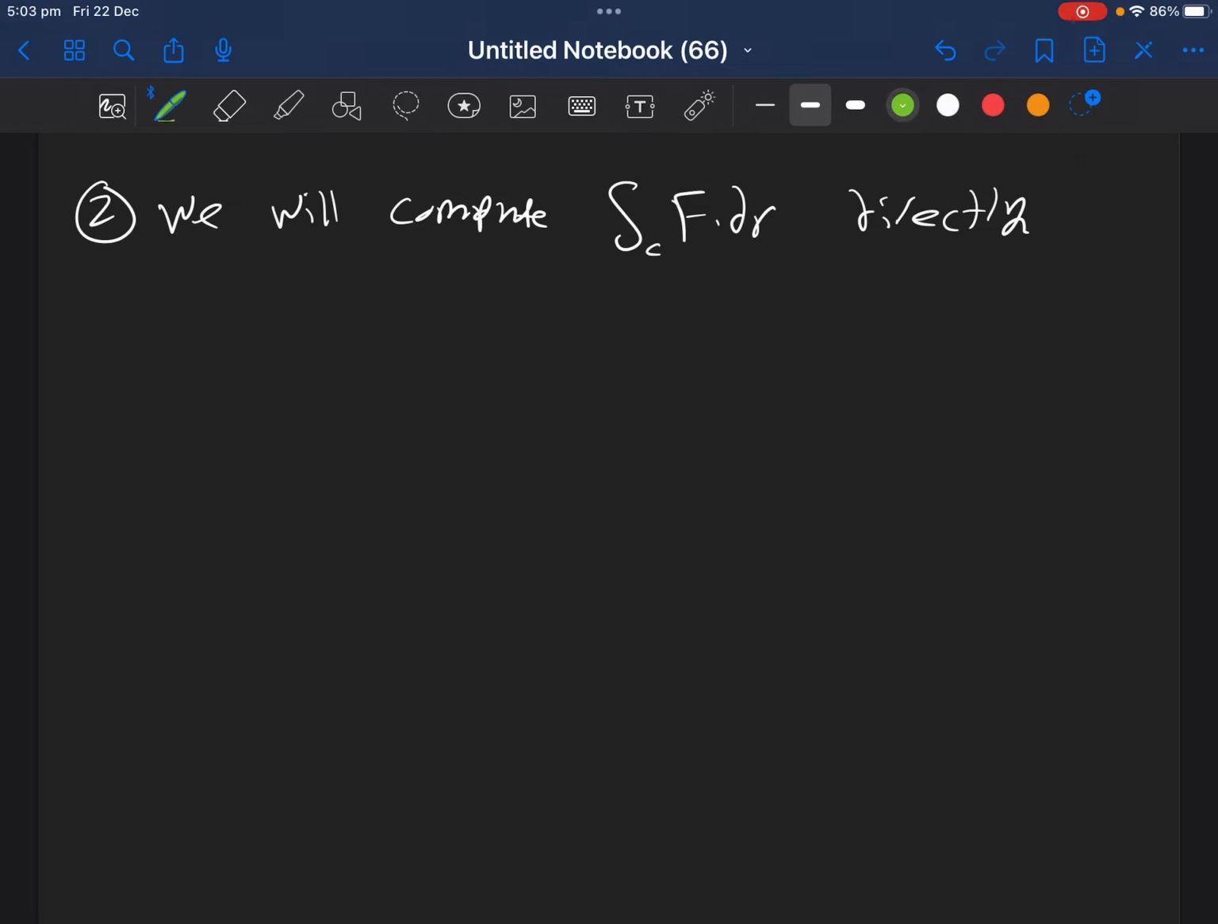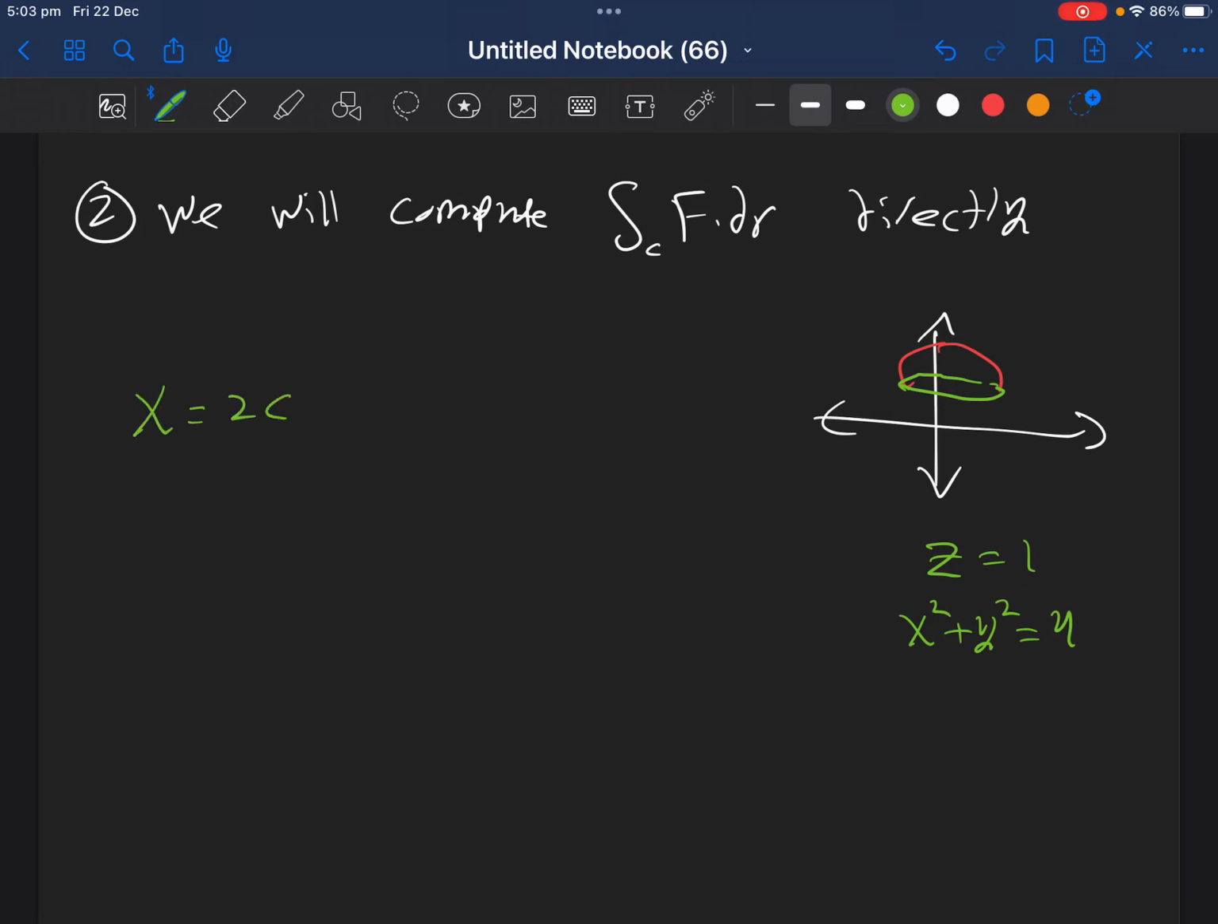And remember, what is the curve? If we just talked about it here. The curve is this one, this circle, which means z is 1 and x squared plus y squared equal to 4. So if we do the parameterization, we would use 2 cosine t, 2 sine t, z equal to 1, and of course t should be between 0 and 2 pi, and we assume it is counterclockwise.